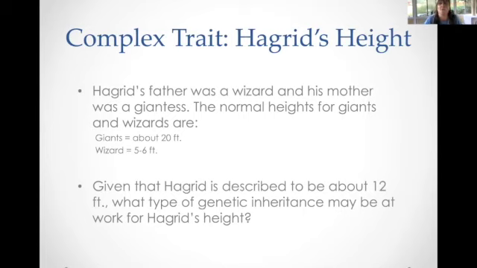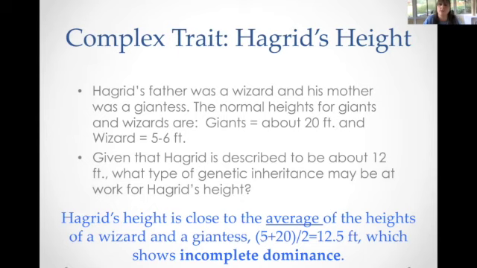Hagrid was a wizard, or Hagrid's father, sorry, was a wizard. He's actually a weak wizard. We talk about that later, but not in this one because that's more complex. So Hagrid's father was a wizard. His mother was a giantess. If the normal height for giants is about 20 feet and a wizard can be somewhere between 5 and 6 feet, Hagrid is 12 feet. They say so in the book and the movie.